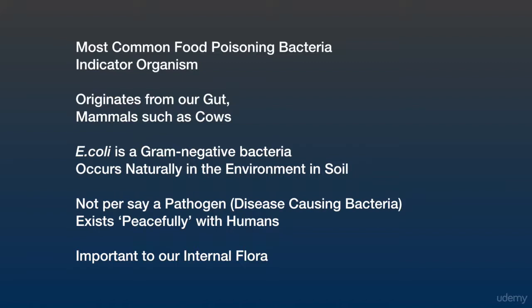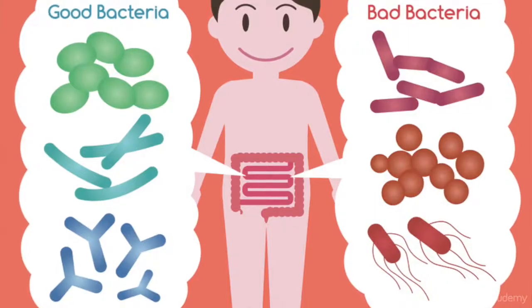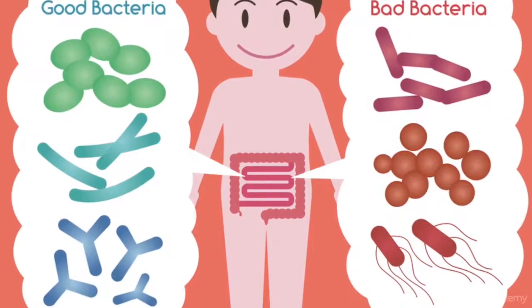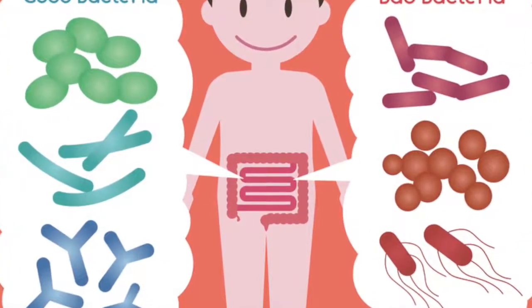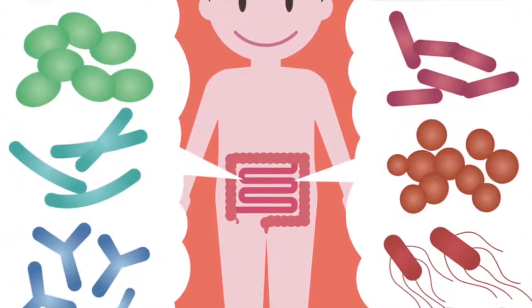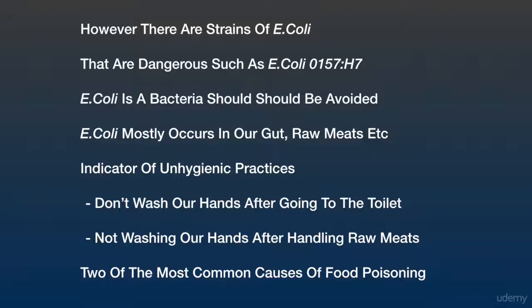E. coli does exist peacefully with humans and is an important part of our internal flora. This means the internal makeup of various bacteria in our gut that allows us to consume our food. These basically keep bad pathogens at bay. However, there are strains of E. coli that are dangerous, such as E. coli O157:H7, but in general, E. coli is a bacteria that should be avoided at all costs.